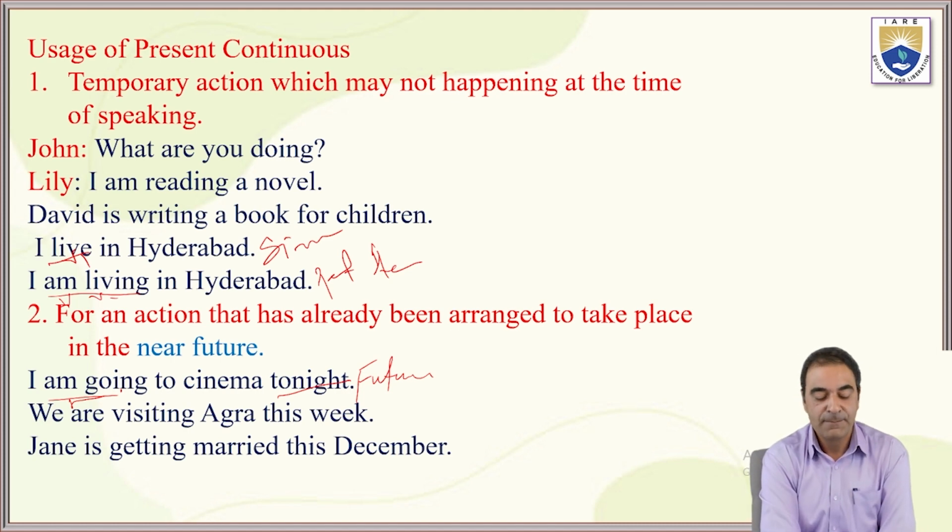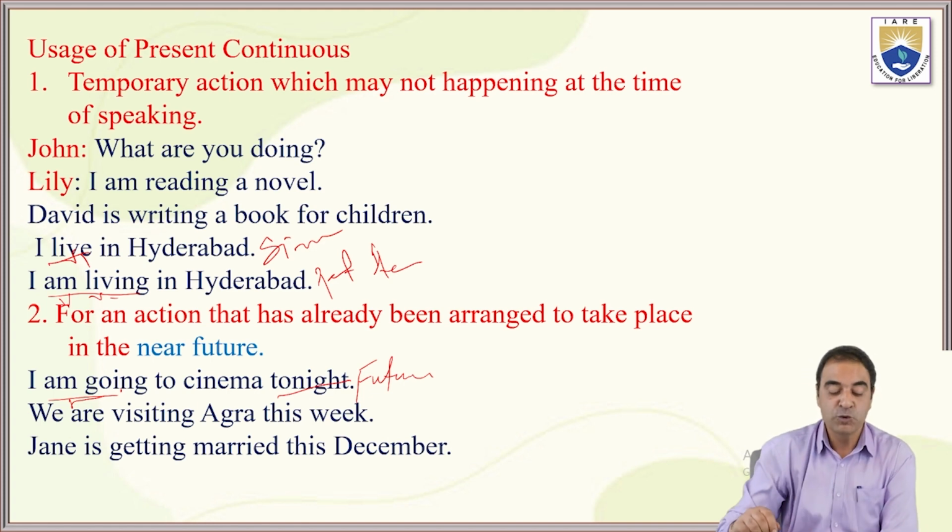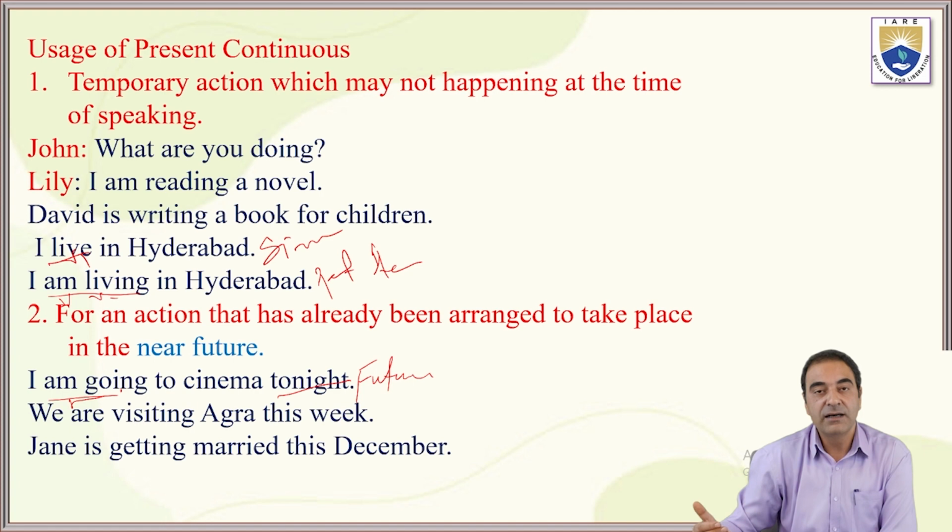Now look at the second. We are visiting Agra this week. Now again, it's planned. We have already booked the hotel. We have already made every arrangement. Therefore, it's a future event. But I use present continuous tense because this is a near future event which has already been arranged. Now, next one, Jane is getting married this December.